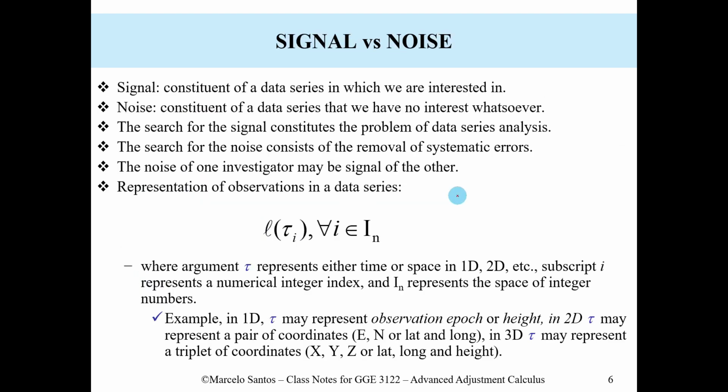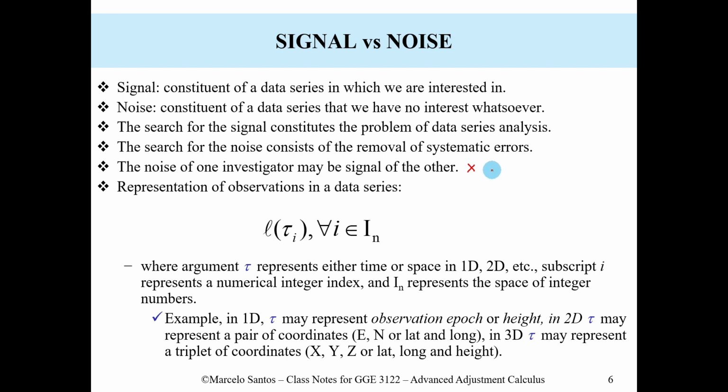The understanding about signal and noise is very interesting because signal is essentially the information which we are interested in, and the noise is the information that we have no interest whatsoever. And typically, the interest may be different. So the noise of one investigator may be the signal of another, and vice versa. So signal and noise depends on what we are interested in.